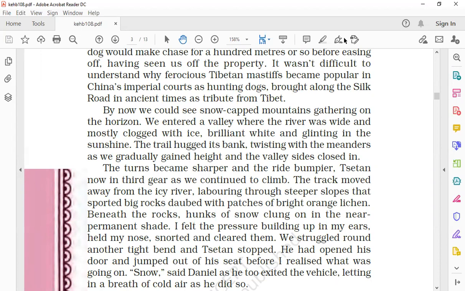So he held his nose and he snorted in order to clear his ears. And the driver, he kept on moving. Then came a sharp turn. And Sitan, he stopped his car there. He had opened his door and jumped out of his seat before I realized what was going on.